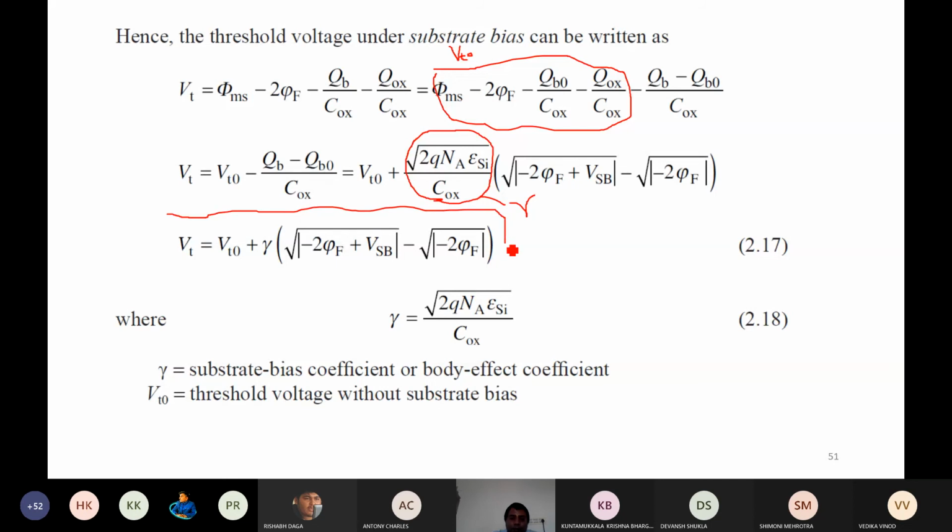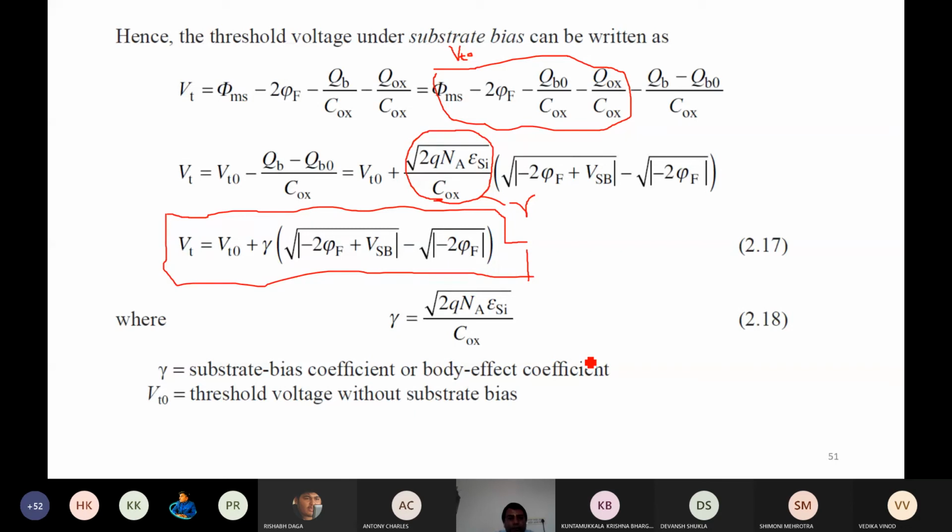If some body potential is applied, then also we can calculate, and if body potential is not applied, then we have the simplified equation for zero bias. But if the body has some bias, then the complete threshold voltage equation is given by this one. Gamma is also denoted as the substrate bias coefficient or body effect coefficient, and VT0 is the threshold voltage without substrate bias. So this is the basic derivation by which we can understand the threshold voltage.